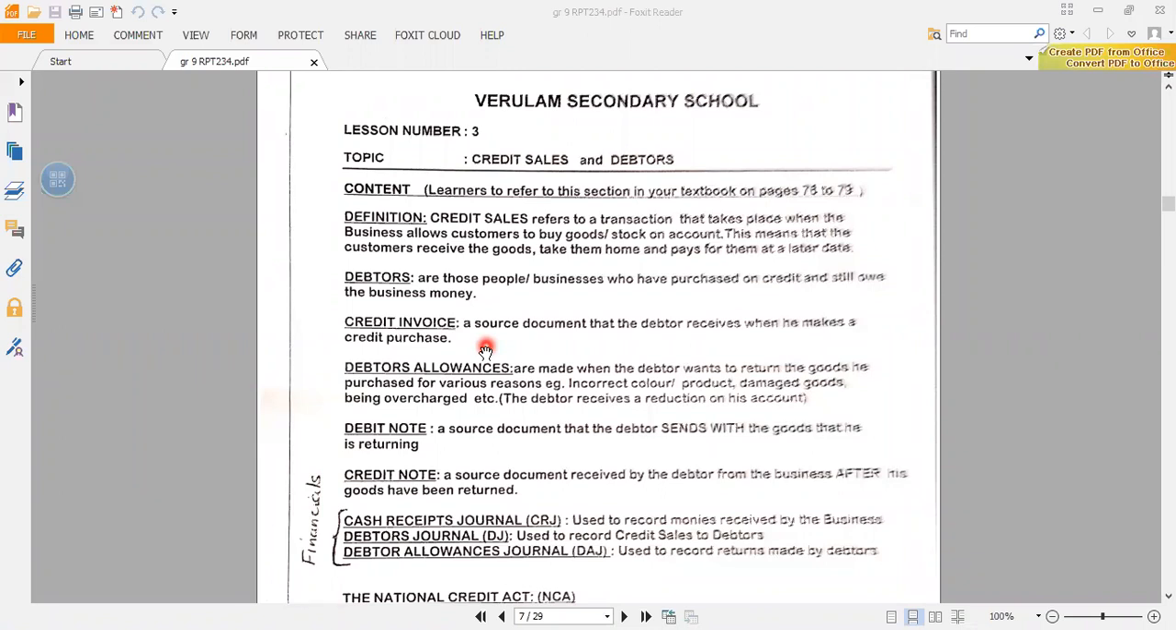Today's topic is credit sales and debtors. For further information for you to understand, you can look at your textbooks on pages 76 to 79.